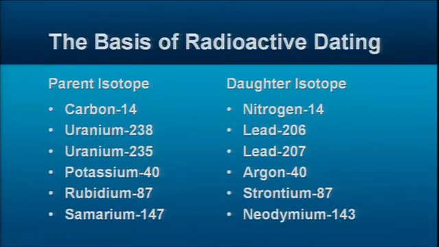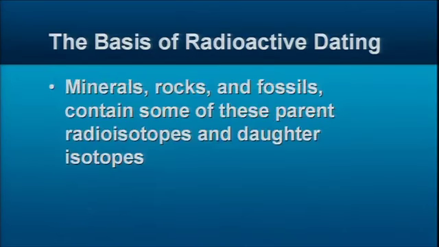And those numbers, like uranium-238, the 238 describes the size of the nucleus of that atom. It's large, it's the common uranium atom, and it decays down to lead-206. And you're going to hear a lot about that in the next few days. So minerals, rocks, and fossils can all contain some of these parent radioisotopes and daughter isotopes, which is the basis for being able to do radioactive dating.